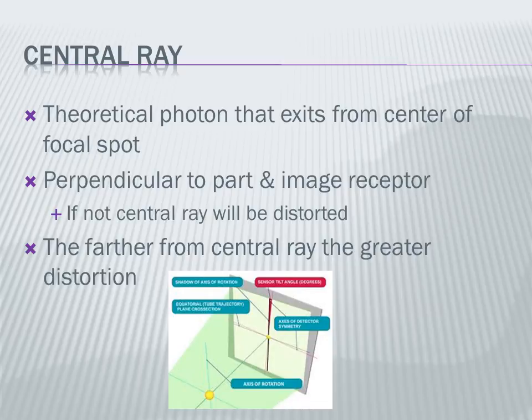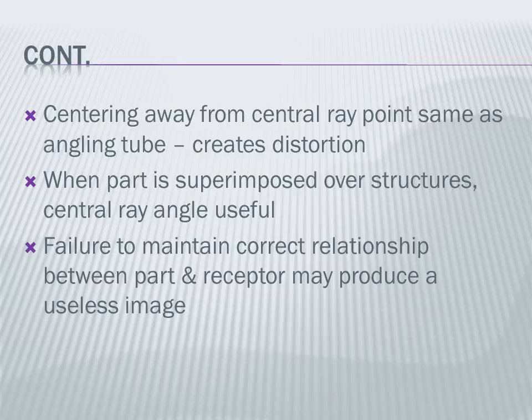Think of long bone structures or studies. Has anyone ever measured or looked for lengths? What if you were off? What if you had some type of central ray angulation that would make those lengths differ and might have you shave part of that leg that shouldn't be? Centering away from the central ray point is the same as angling the tube, and creates distortion. When the part is superimposed over structures, the central ray angle is useful. Failure to maintain the correct relationship between part and receptor may produce a useless image.